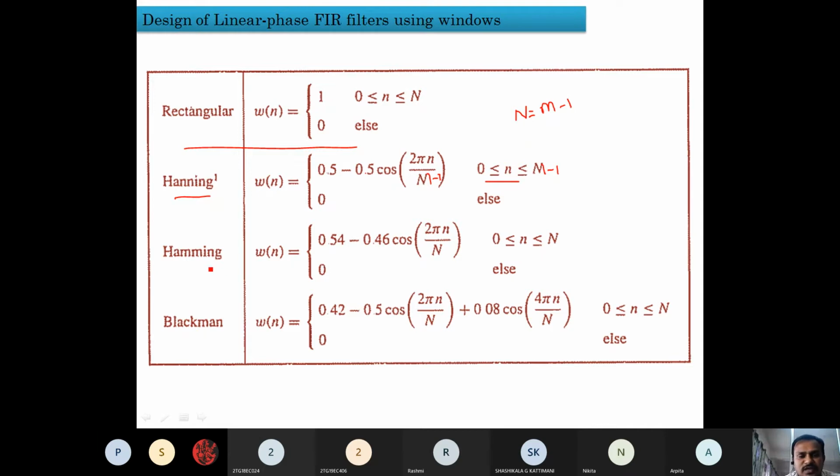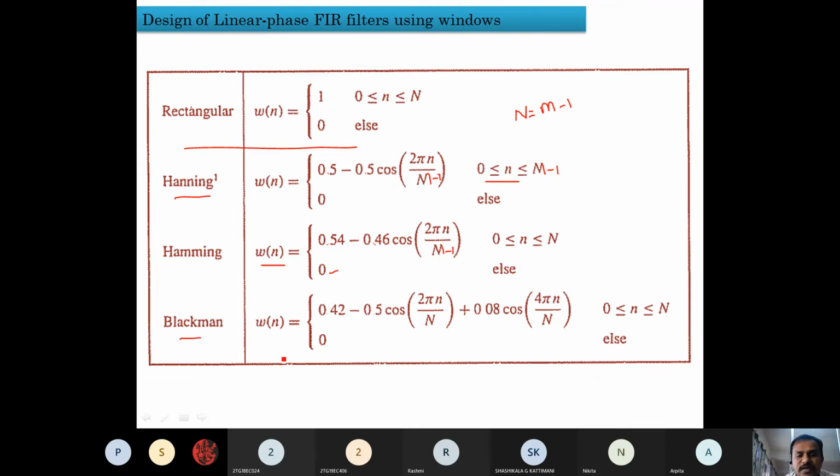Similarly, another window is the Hamming window. The Hamming window function w of n is 0.54 minus 0.46 cos of 2 pi n divided by M minus 1. Otherwise, outside the window, the value of the function is 0.